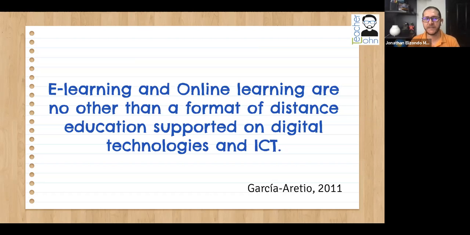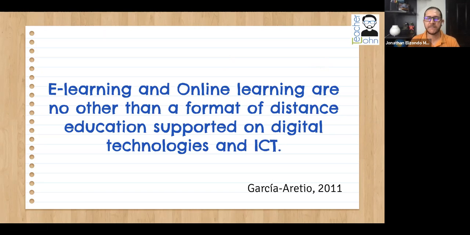But I found this definition from Garcia Aretio. Lorenzo Garcia Aretio is one of the experts worldwide on distance education. And in 2011, he actually said, and I found this thanks to a research I'm carrying out with a colleague from Tecnológico de Costa Rica, that e-learning and online learning are no other than a format of distance education supported on digital technologies and ICT.